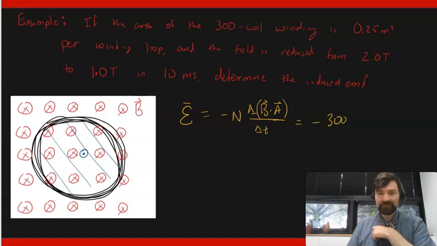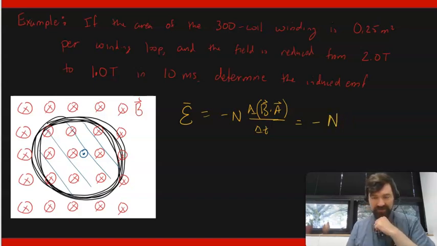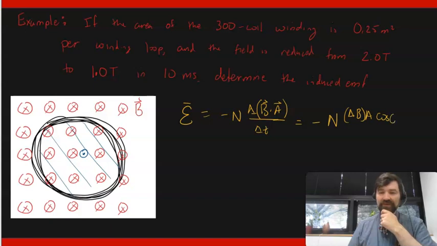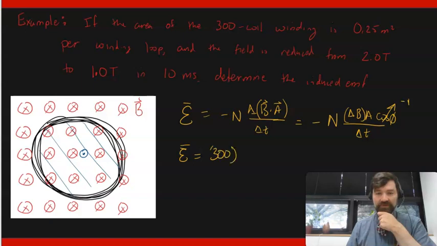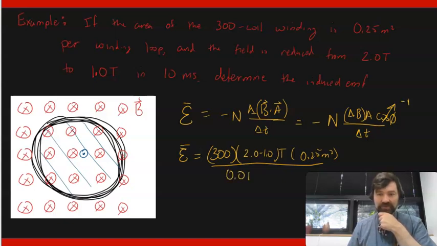So this is negative 300 times, essentially the delta is the change in B. So if we were to write this out again, it's negative N times delta B times A times the cosine of the angle between the two, divided by delta time. This term right here is actually negative 1 because the area vector is out of the screen, the B field is into the screen. And so my induced EMF is going to be 300 times 2 minus 1 Teslas times 0.25 square meters divided by 10 milliseconds, which is 0.01 seconds.